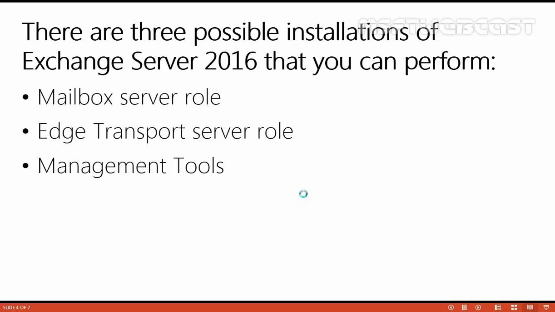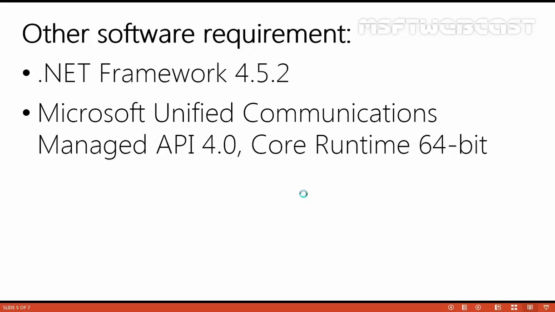There are three possible installation scenarios for Exchange Server 2016. First, you can install the Mailbox Server role. This is the only mandatory server role. You can install the Edge Transport Server role. This is optional and can't coexist with the Mailbox Server role on the same Windows Server. And you can install the management tools on an admin workstation or on any server from where you want to manage your Exchange Server. Other software requirements are also there.